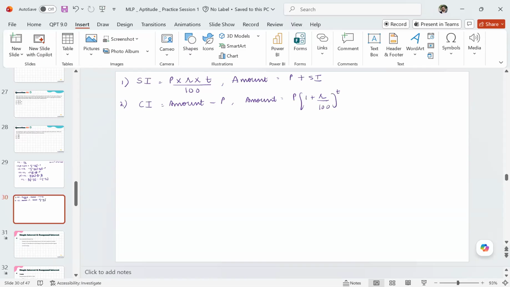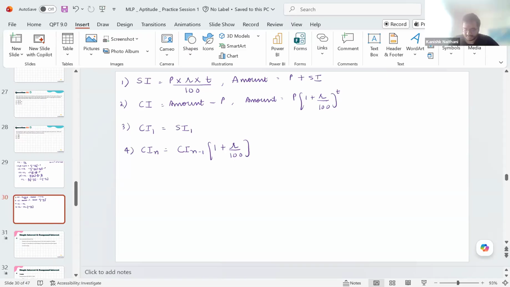Number 3, compound interest for the first year is equal to simple interest of the first year. Number 4, compound interest of the nth year is equal to compound interest of the (n minus 1)th year multiplied by (1 plus R upon 100). If you follow these four, everything that we are going to solve related to compound interest and simple interest will be super easy to solve. Is that clear? Yes, sir. Okay, good.